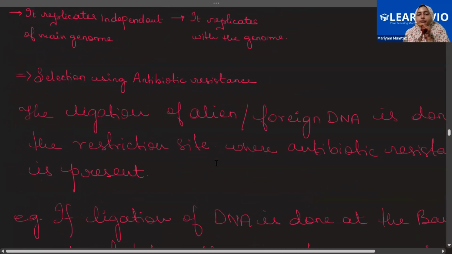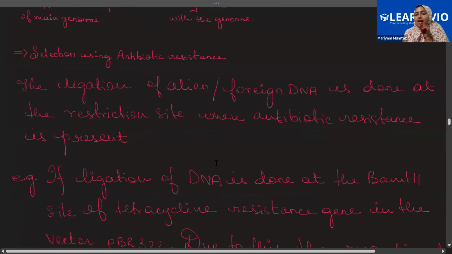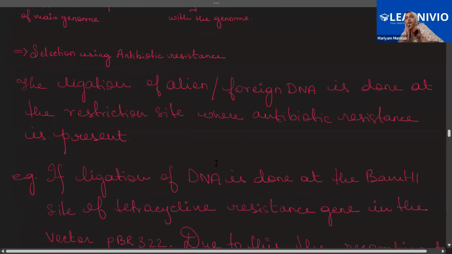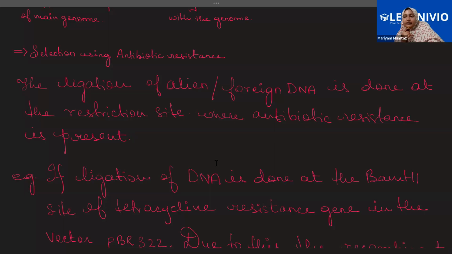Okay. Now we're going to talk about selection using antibiotic resistance. Now you people know that in a plasmid, there are certain sites wherein the restriction sites are present and they code for antibiotic resistance. We saw it is for tetracycline, for ampicillin, right? For different kinds of antibiotics. Now, how can we use that particular resistance as a selection basis? How can we select those plasmids that have been transformed and those that have not been transformed? Like, what is the difference between them and how can we find them out?